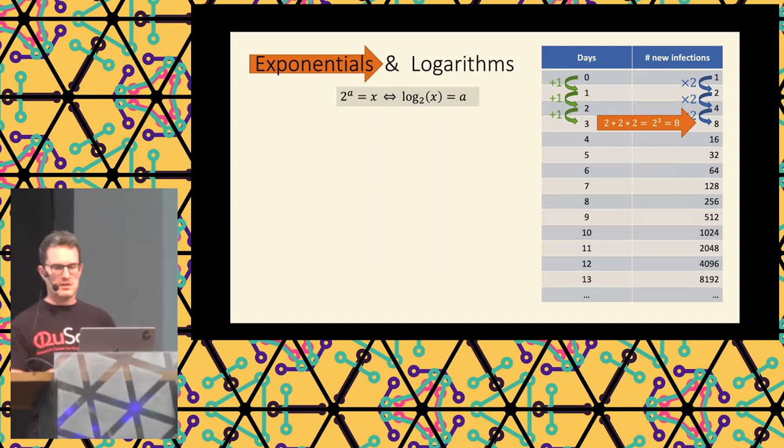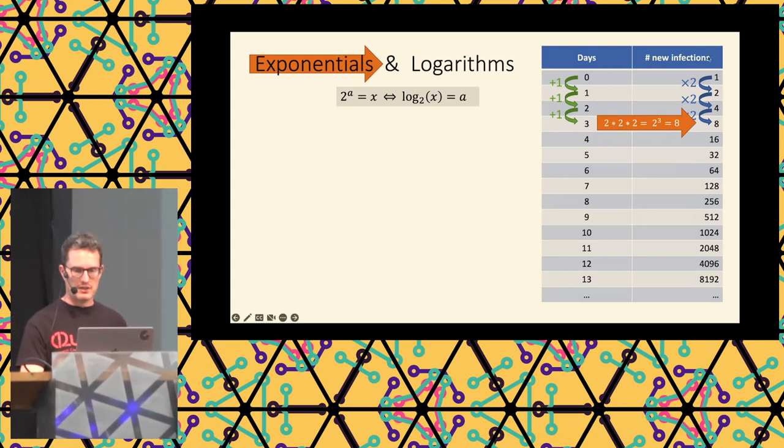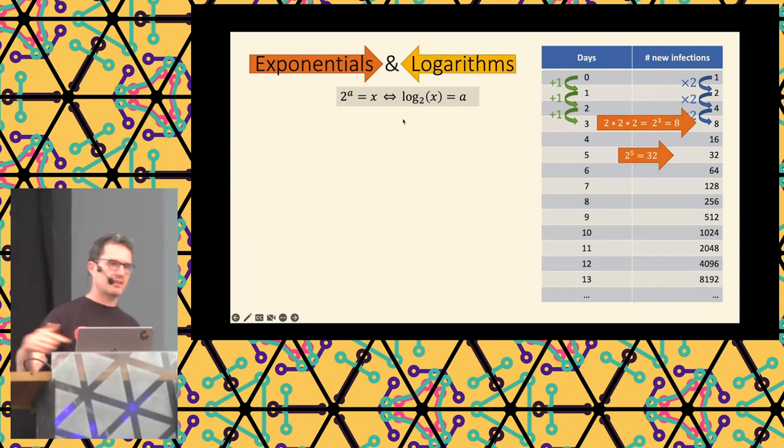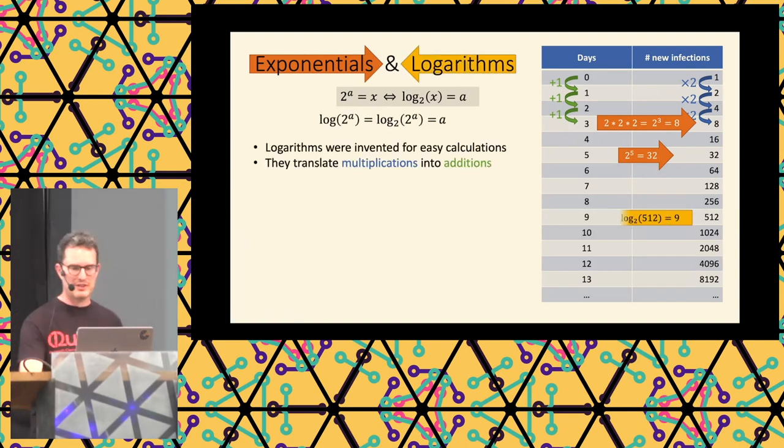So for instance, 2 to the 3 is a simplified way of writing 2 times 2 times 2. That's 8. Another example is 2 to the 5. That's 2 times 2 times 2 times 2 times 2. It's 32. And the logarithm is the inverse of it. So the logarithm to base 2 of a number x is the a such that if you raise 2 to the a-th power, you get x. And in this picture, it's simply the other direction. For instance, here you have 512. The logarithm to base 2 of 512 is 9, because 2 to the 9 is 512.